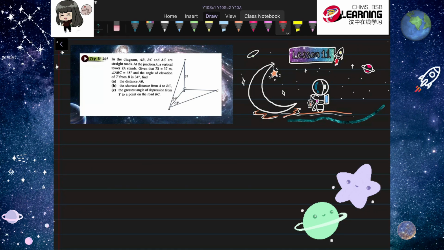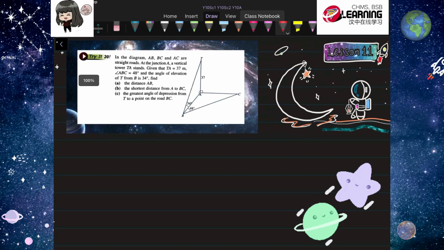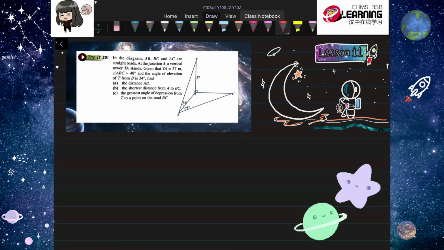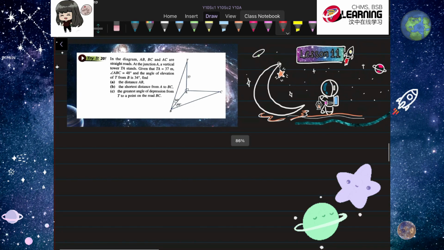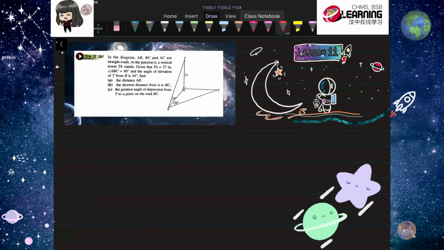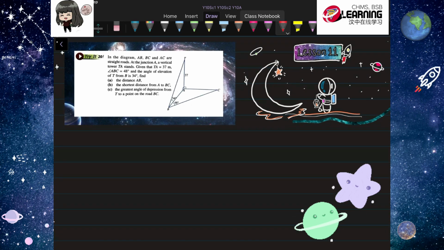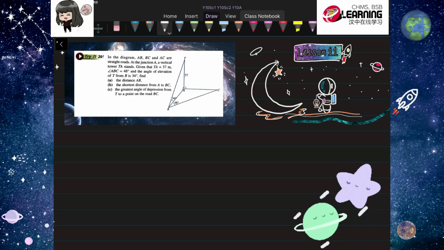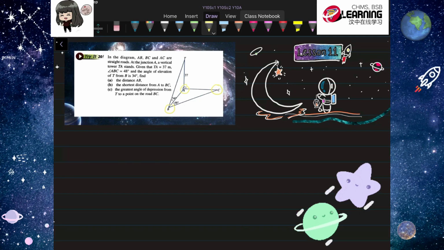So let's go to the last part of the Try It for this chapter. Okay, in the diagram, AB, BC, and AC are straight roads. This is a 3D diagram. Remember that. At the junction A, a vertical tower TA stands. You must understand that A, C, and B are on the ground. You must be able to visualize this 3D problem.